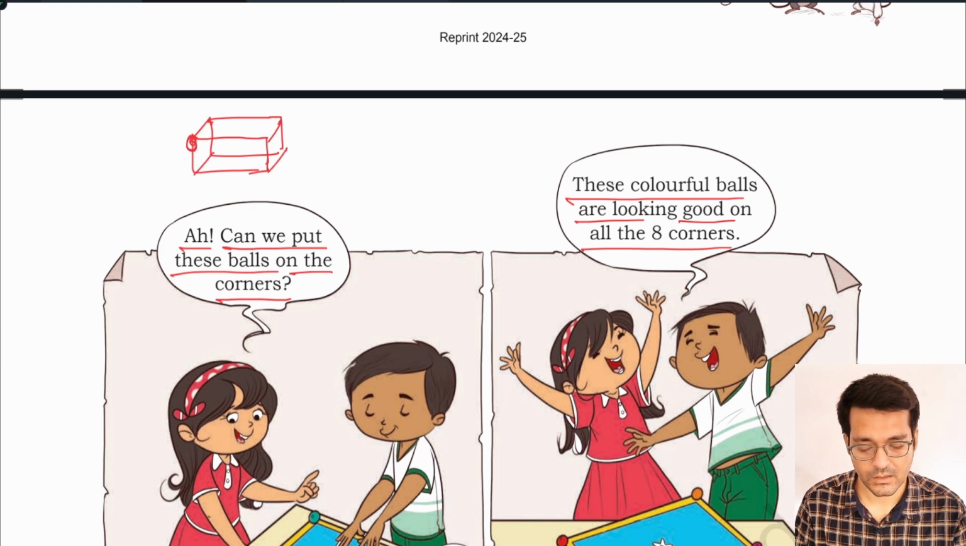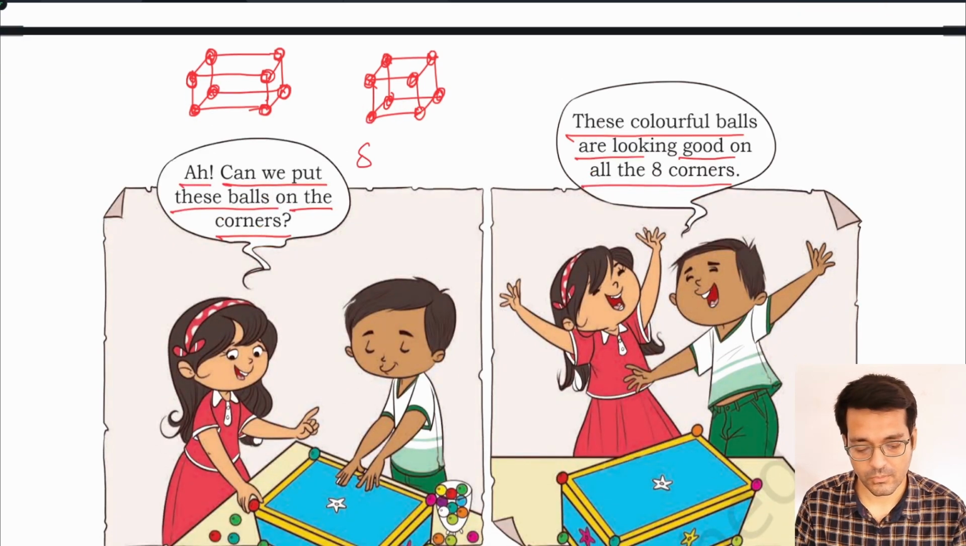If you see, where sides meet is the corner. Four corners on the top surface and four corners on the bottom. That means there are 8 corners. Okay, 1, 2, 3, 4, 5, 6, 7, 8. A cube as well as a cuboid has 8 corners.